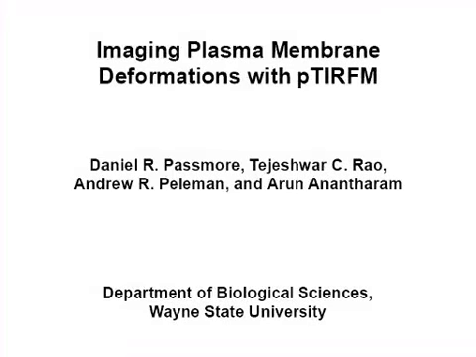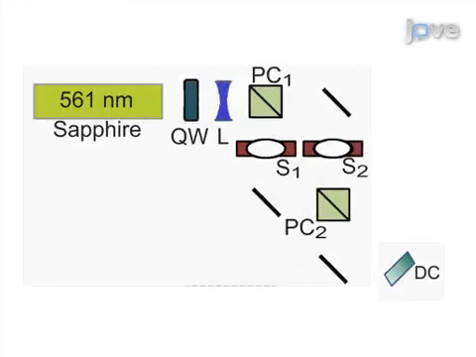The goal of this procedure is to show how polarization-based, total internal reflection fluorescence microscopy is implemented for the study of membrane remodeling during regulated exocytosis. This is accomplished by first ensuring optical elements, namely quarter-wave plate and polarizing cubes, are correctly positioned to generate discrete P and S excitation polarizations.